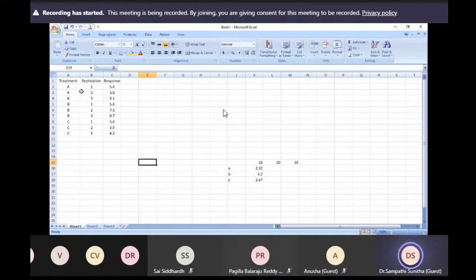Whatever the treatment and replication, you send to the fixed factors, and the responses to the dependent list. And for the post hoc test, if you want to compare A to B, A to C, and also 10 minutes to 20 minutes, 10 minutes to 30 minutes, or 20 minutes to 30 minutes, you select the post hoc test, either LSD or Duncan multiple, and just click the OK button. Then you will get the output.